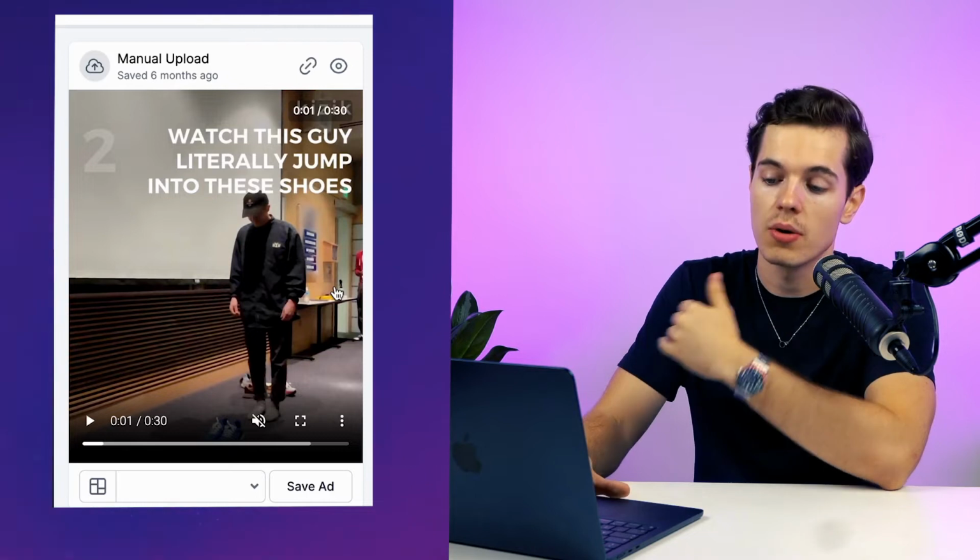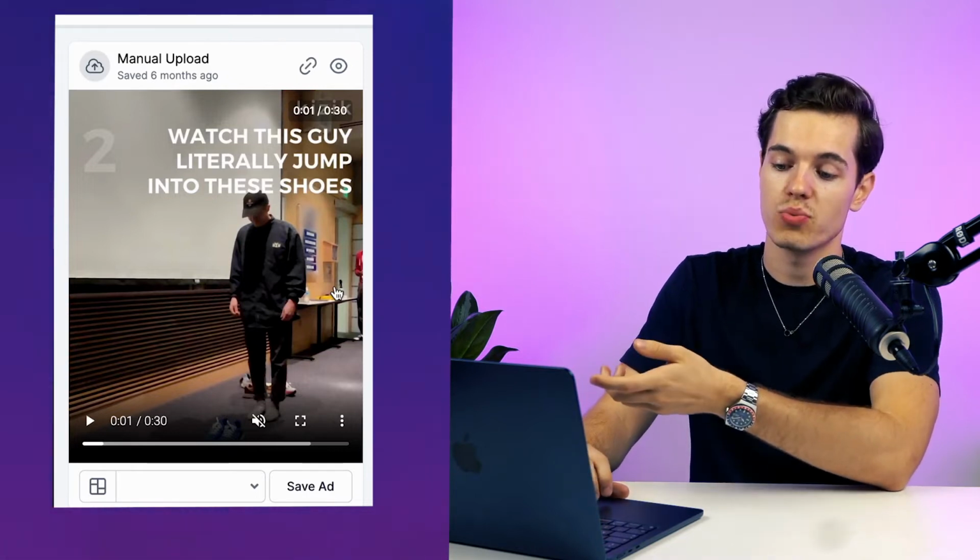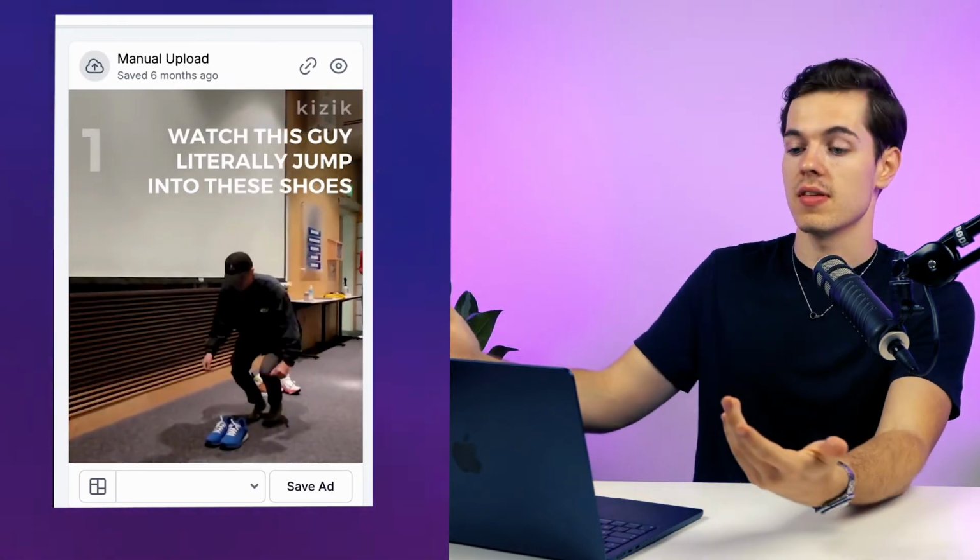A great example of this is this ad by Kizik, which feels super organic, where he's literally jumping into the shoes. And they've actually combined this with a countdown hook, which is another thing that I'd suggest if you can implement that. He jumps into the shoes. Once again, this is something that utilizes multiple techniques that we've gone through. He is jumping into the shoes, so it's a visual demonstration where you can clearly see within the first 2 seconds of the ad what the value props is.